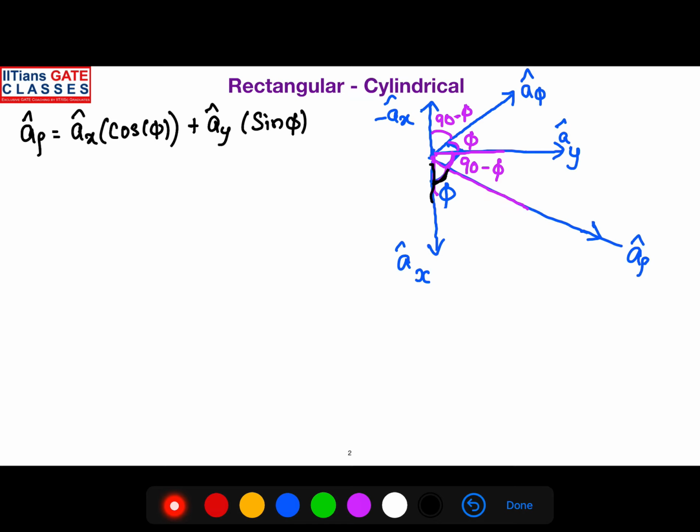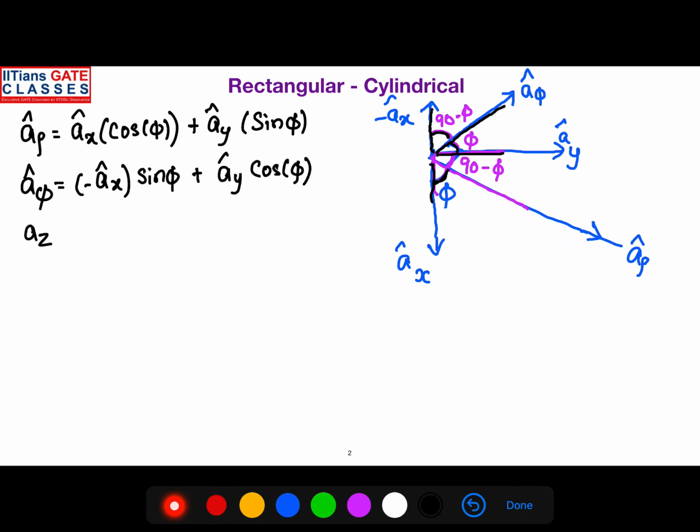Similarly, if we resolve the a phi vector, that can be resolved along positive ay as well as negative ax. Hence the a phi component can be written as minus ax cap into cos of 90 minus phi, so that becomes sin phi, plus ay cap into cos phi, since this angle is phi. In both rectangular and cylindrical, the value of z remains the same, so the az vector remains the same.